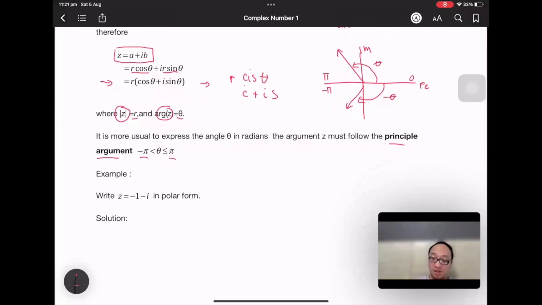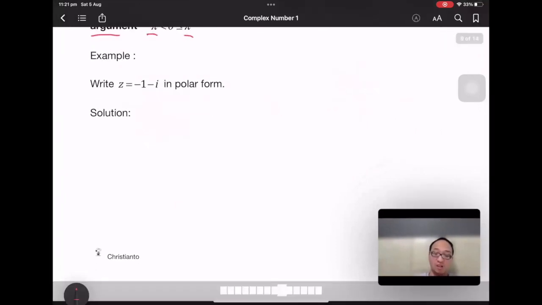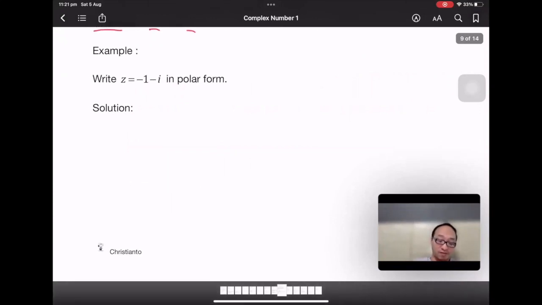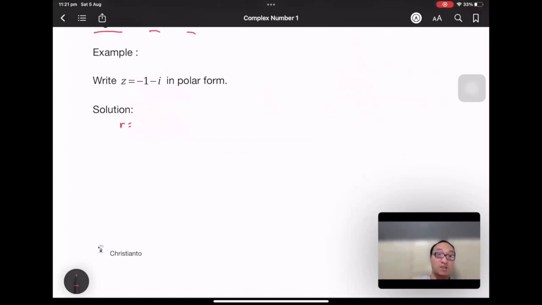For example, write down z in the polar form. So we have to find r. The r here equals the absolute value, square root of negative 1 squared plus negative 1 squared. So square root of 2. And for theta, it's the inverse tangent of negative 1 over negative 1. So this is the inverse tangent of 1, so 45 degrees, or in radians, pi over 4.